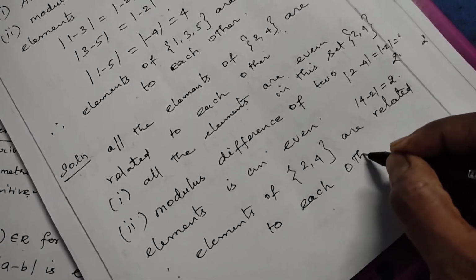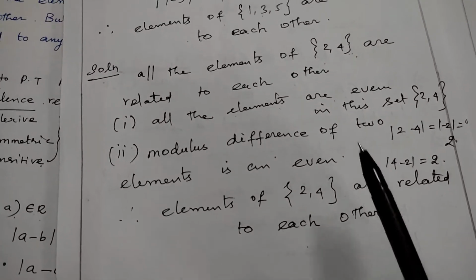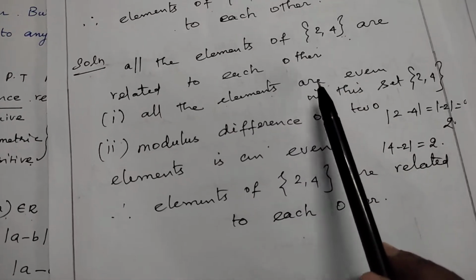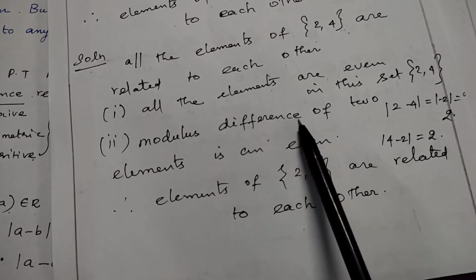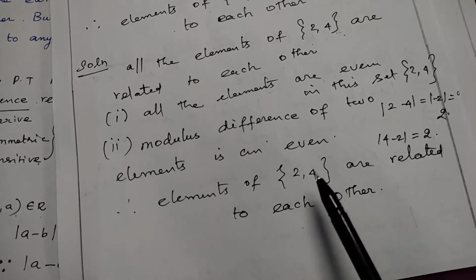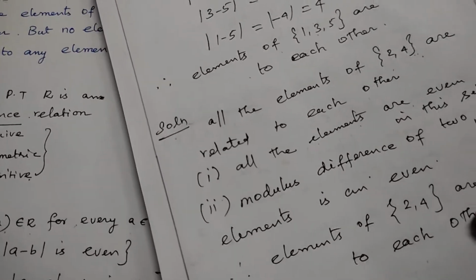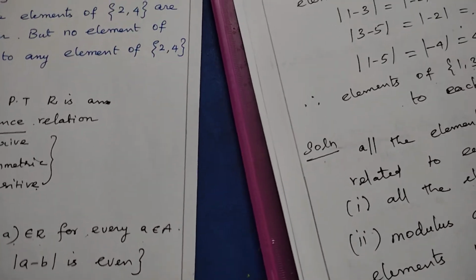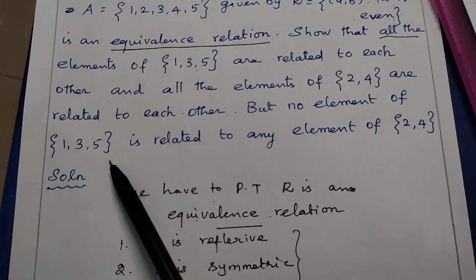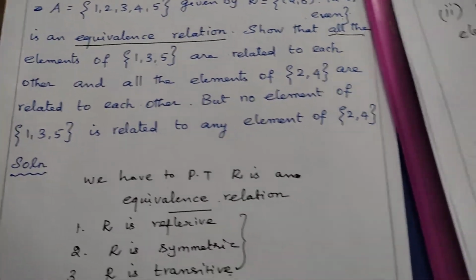So up to the third part we proved here. All the elements from this set 2, 4 are even numbers, then the modulus difference is also an even number. So elements of 2, 4 are related to each other. We have here the third part is over. Then what will be the fourth part here? No element of the set 1, 3, 5 is related to any element of 2, 4.